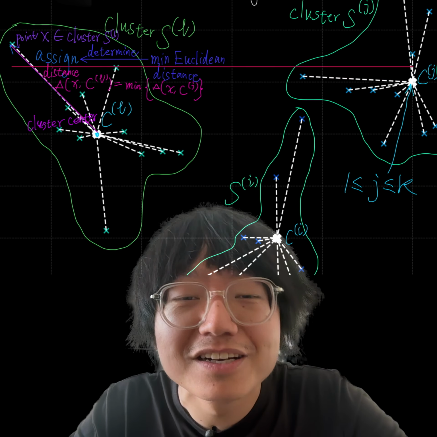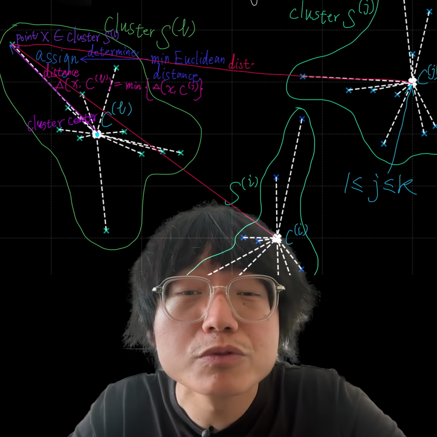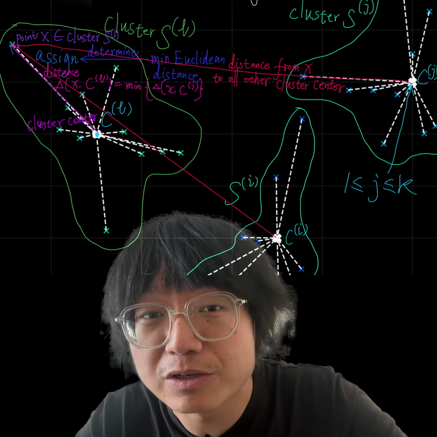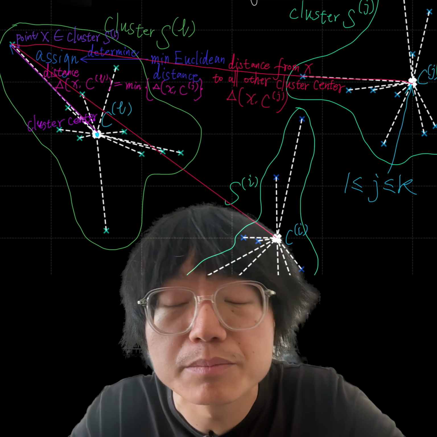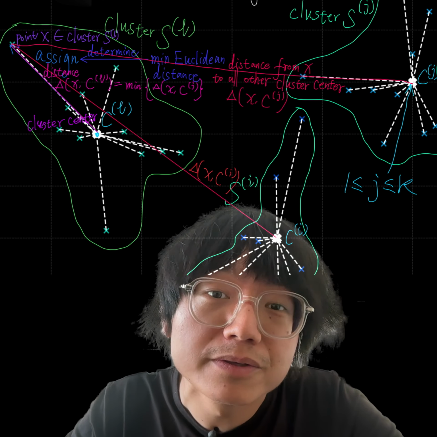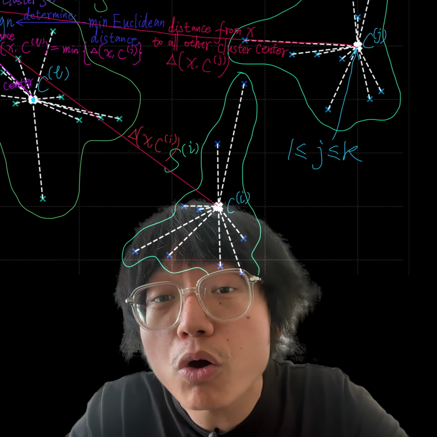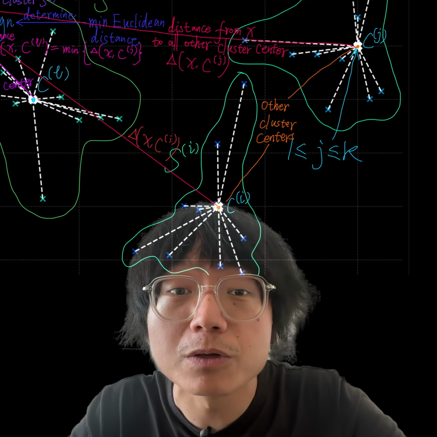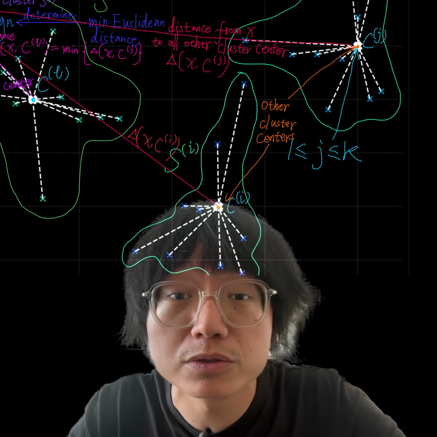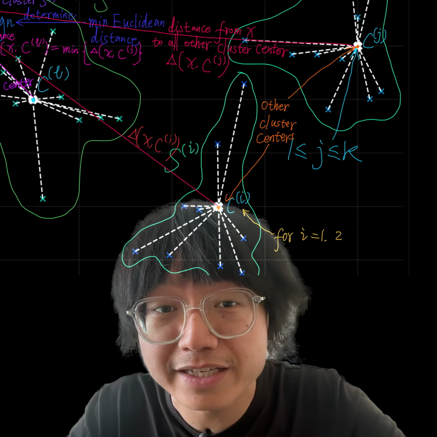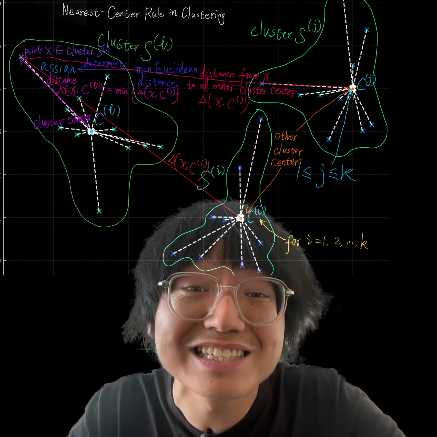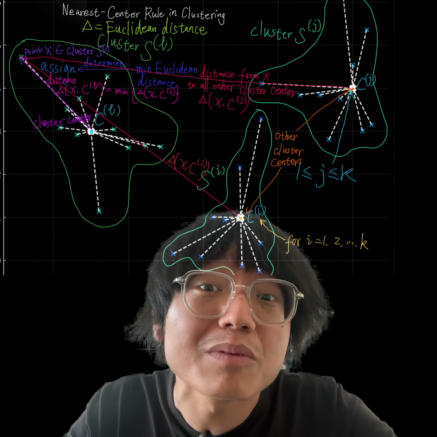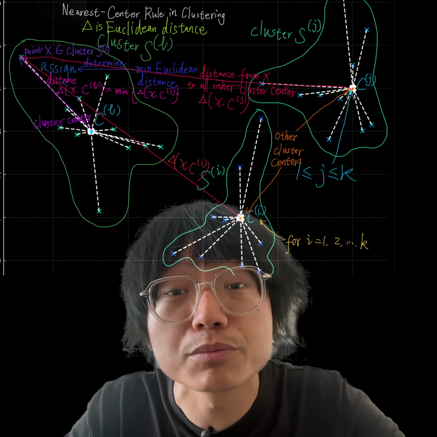Let's conclude about the nearest center rule: a point is assigned to a cluster S_l only if the Euclidean distance between x and C_l is the minimum among all the Euclidean distances between x and C_j, for j equals 1, 2, 3, and so on until k. So this setup visually illustrates how each point finds its closest center, thereby forming clusters based on proximity.